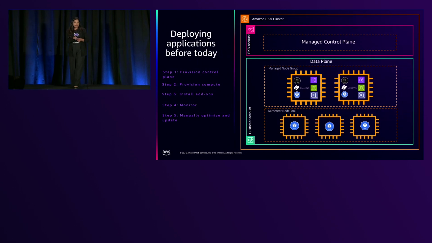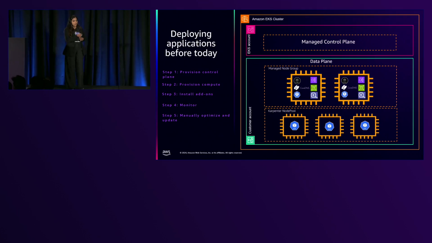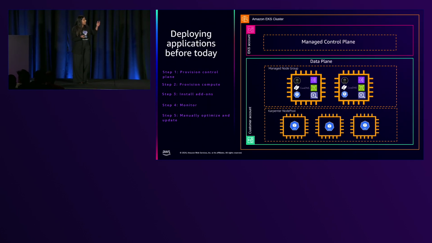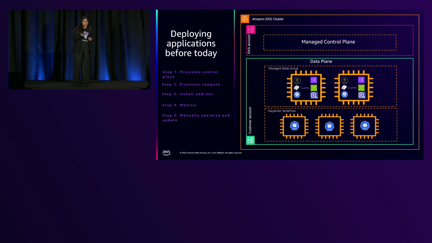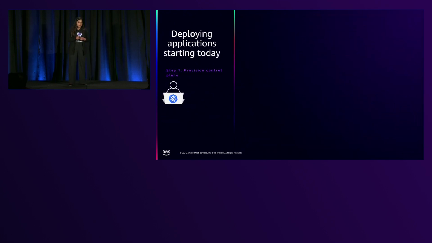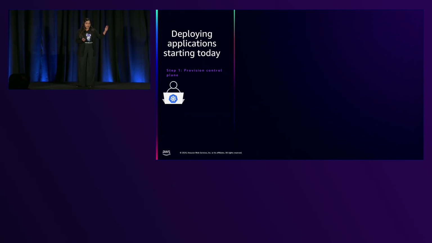So let's go back to this slide that Raj talked about a few seconds ago. Here, how did you deploy applications before today? As you can see, there are multiple steps involved. Step one, you provision the control plane, you provision compute, and then you install more add-ons. And you monitor your cluster for resource usage, and then you manually optimize and update. And starting today, with EKS Auto Mode, deploying applications becomes much simpler, and all of those steps are drastically reduced.